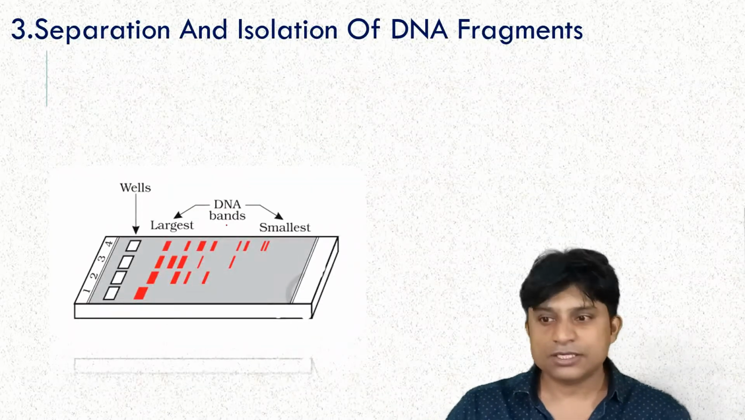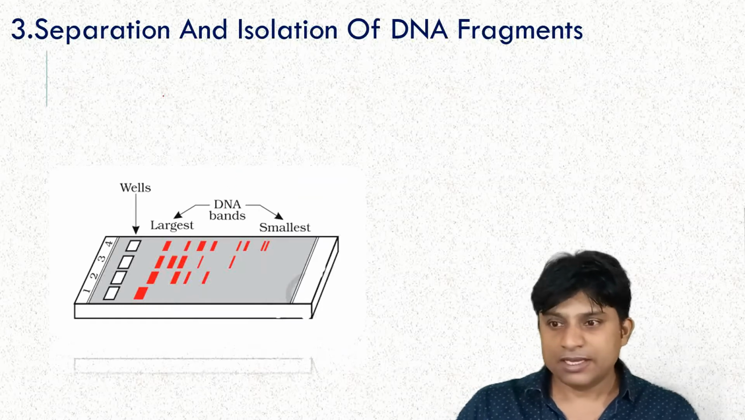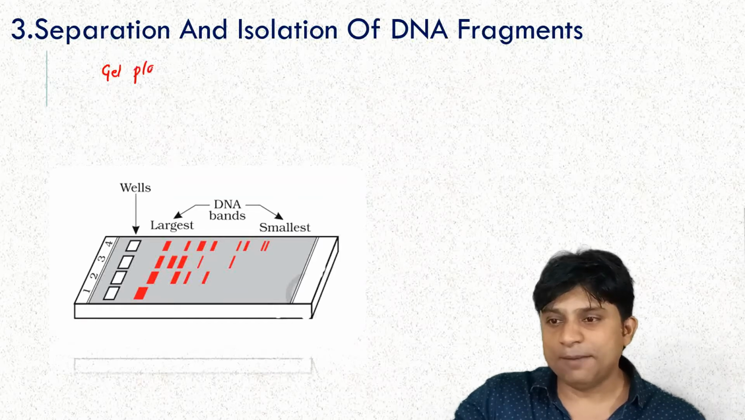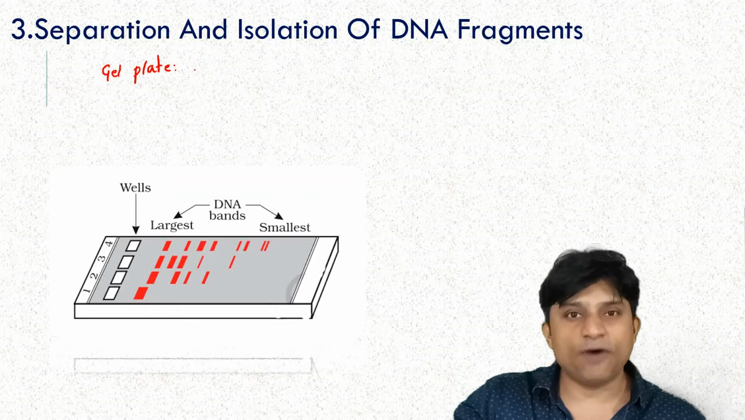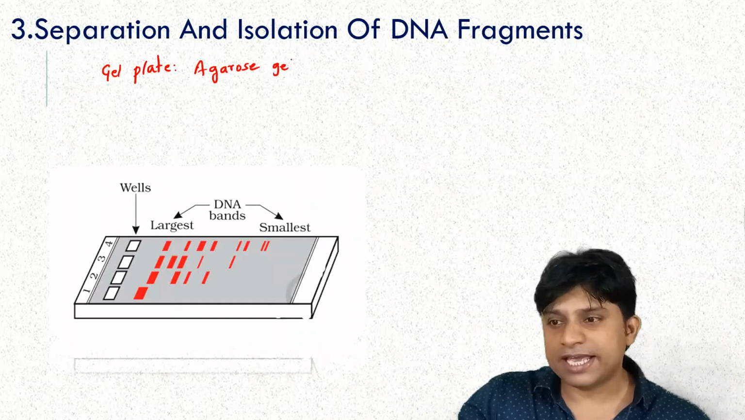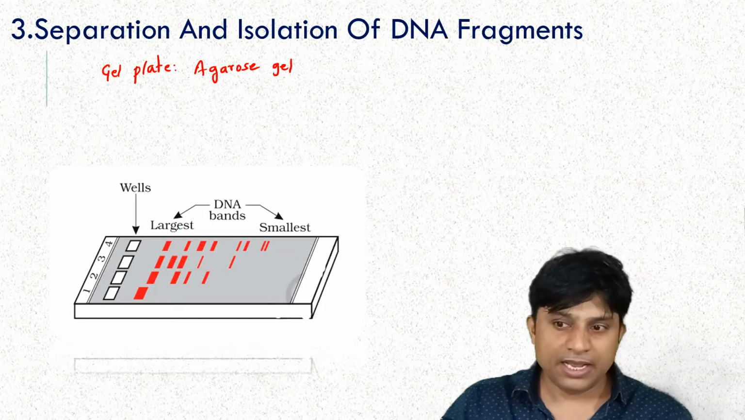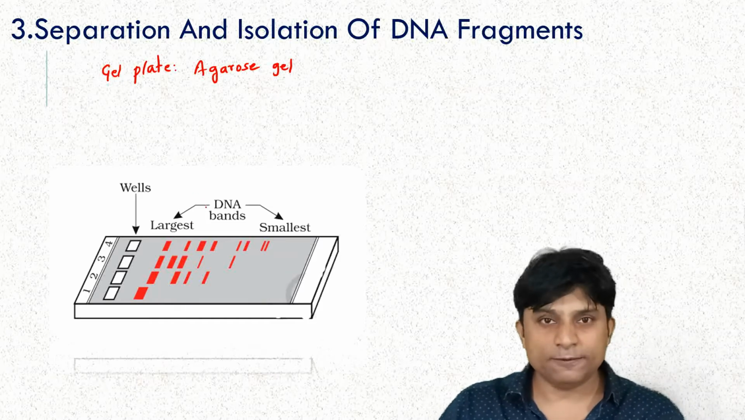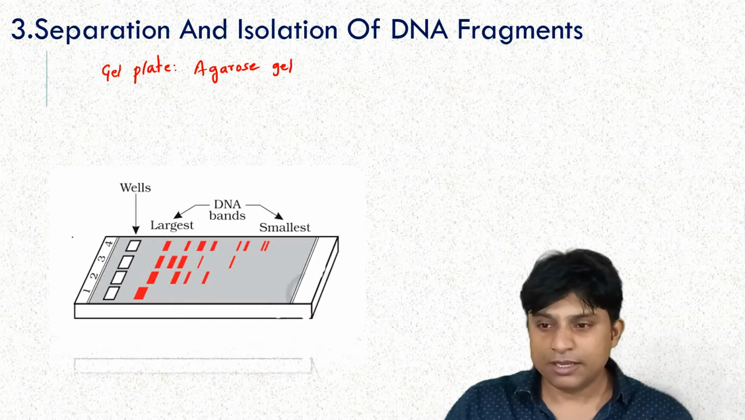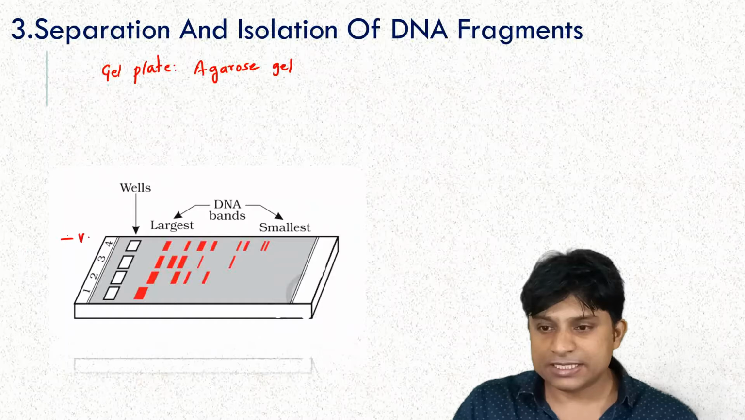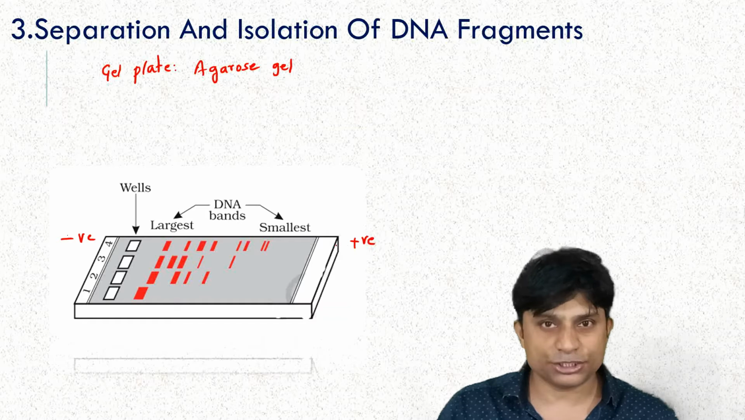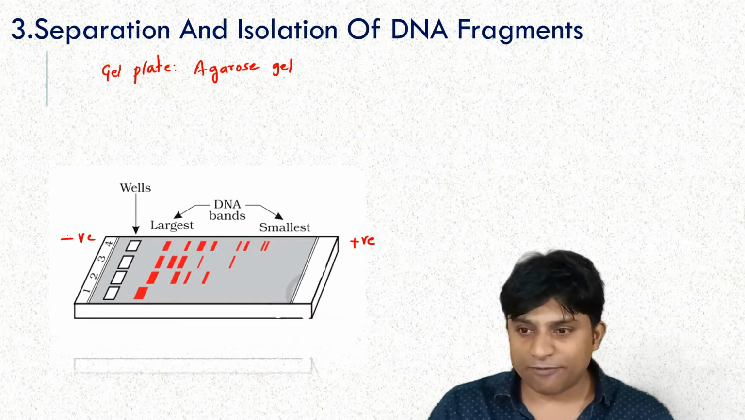electrophoresis. Fine. So here we are going to take agarose gel. That means this is the gel plate, formed by using agarose gel. Agarose gel is extracted from seaweeds, and this gel plate is placed on the casting tray, and then it is given a charge. One end of the gel plate is negatively charged and the other end is positively charged. So here there are wells.